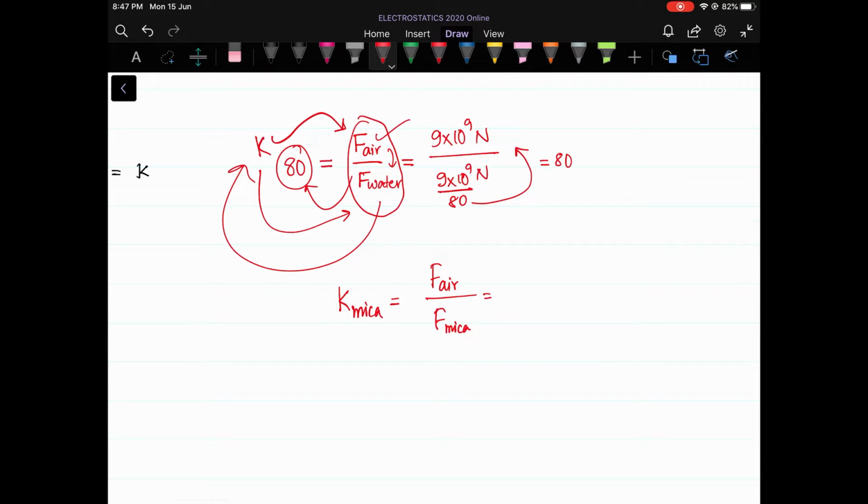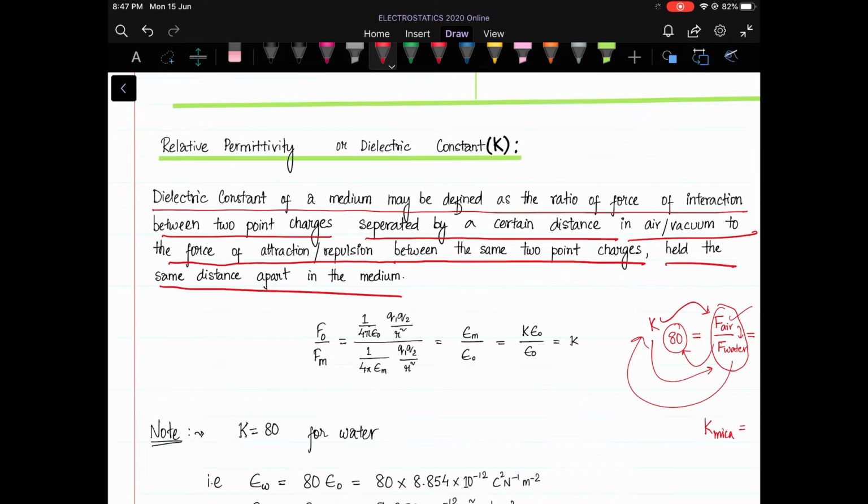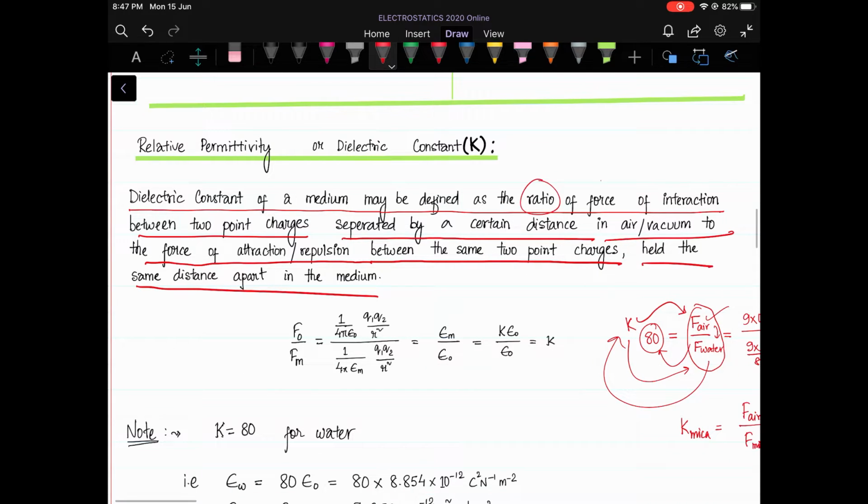And we know the force in air that we are going to get will be 5 times the force that we are going to get between the two charges in mica. Hence, when we calculate this, we are going to get 5. That's why the definition of dielectric constant of a medium is the ratio of the force of interaction between the 2 point charges separated by a certain distance in air to the force of attraction and repulsion between the same 2 point charges held at the same distance apart in that medium.